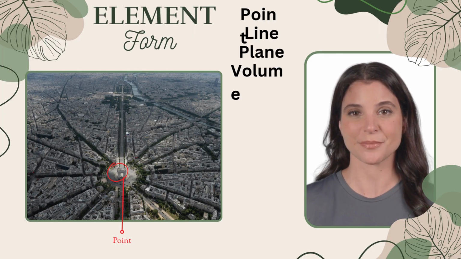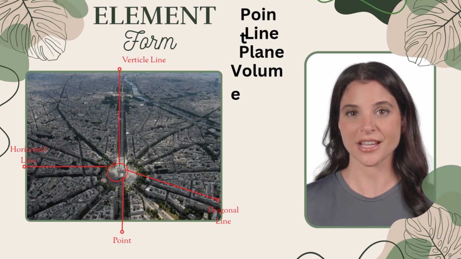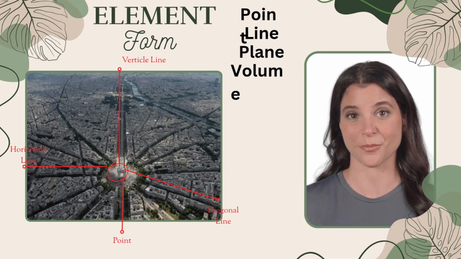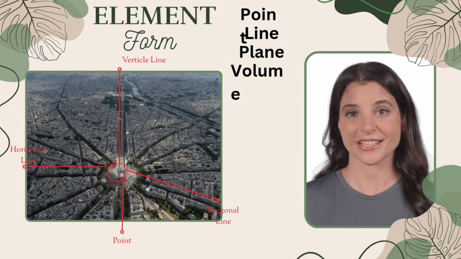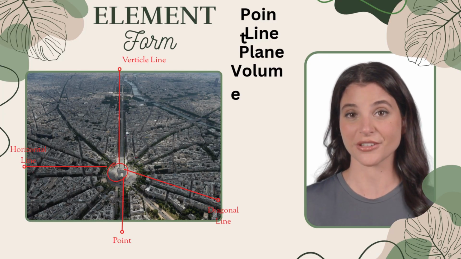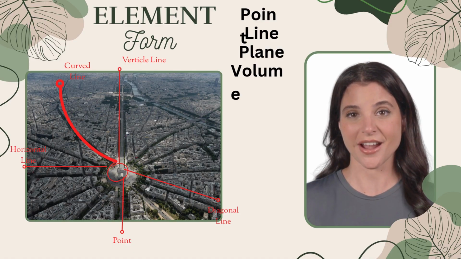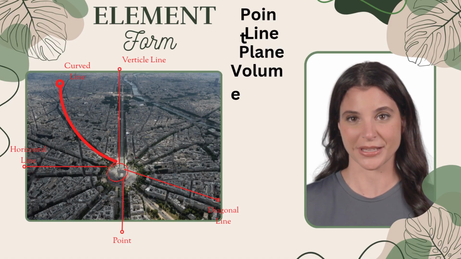Now, one of the most powerful elements of design connected to form is the line. A line is simply a point in motion, and it can be straight or curving. Lines can run vertically, horizontally, or diagonally, and each one carries a different feeling. Vertical lines make a space feel taller, while horizontal lines can give a sense of stability or calm. Diagonal lines can add tension, drama, or energy. Curved lines, or arcs, feel softer and more fluid and organic, often guiding the eye gently through a space.